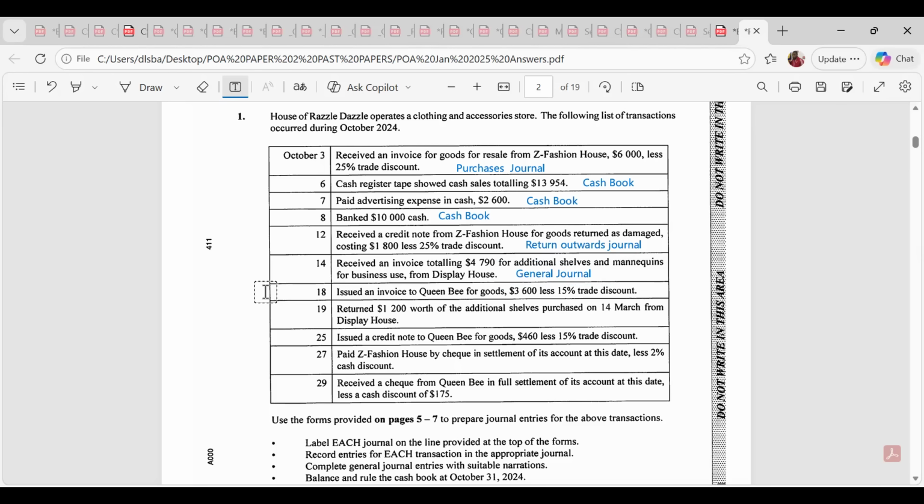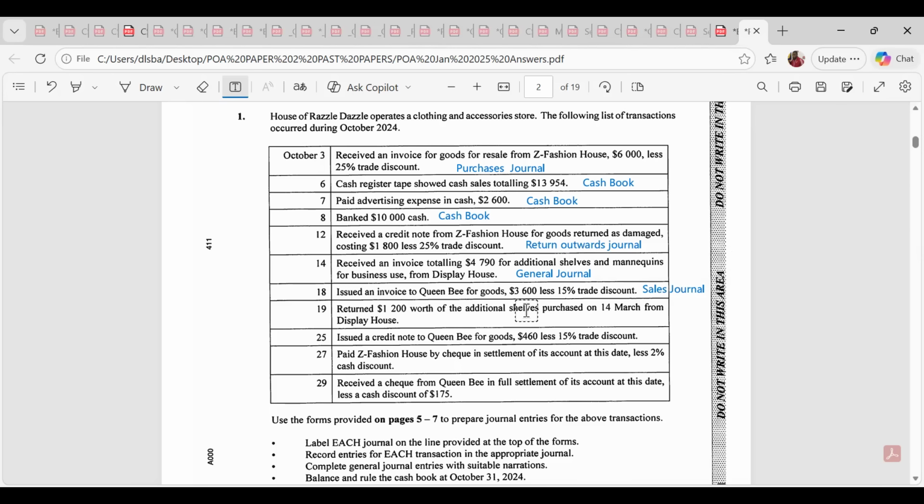Next one, we issued an invoice for goods. If we are given the invoice, did we buy the goods or sell the goods? Sell them, correct. And if we're given an invoice, is it cash or credit? Credit. So which journal would it go into? We're selling on credit. What did we say was the journal? Sales journal or the sales book.